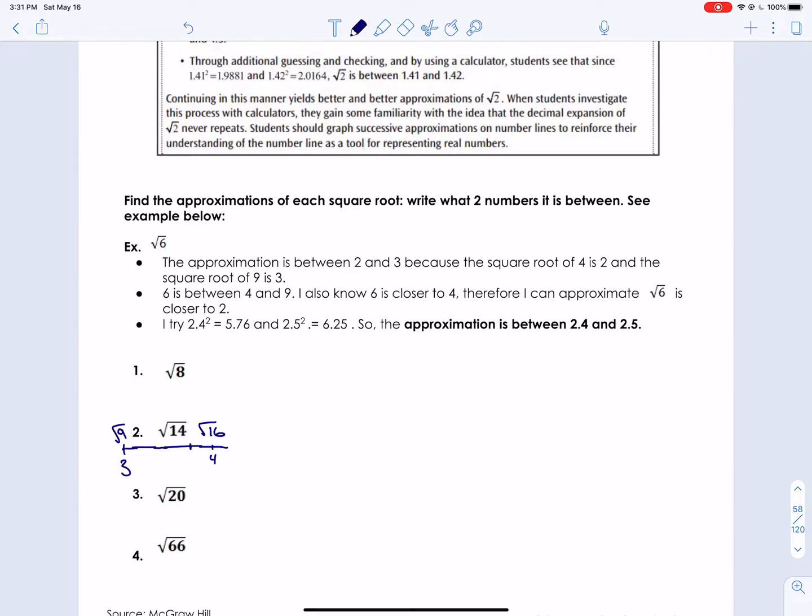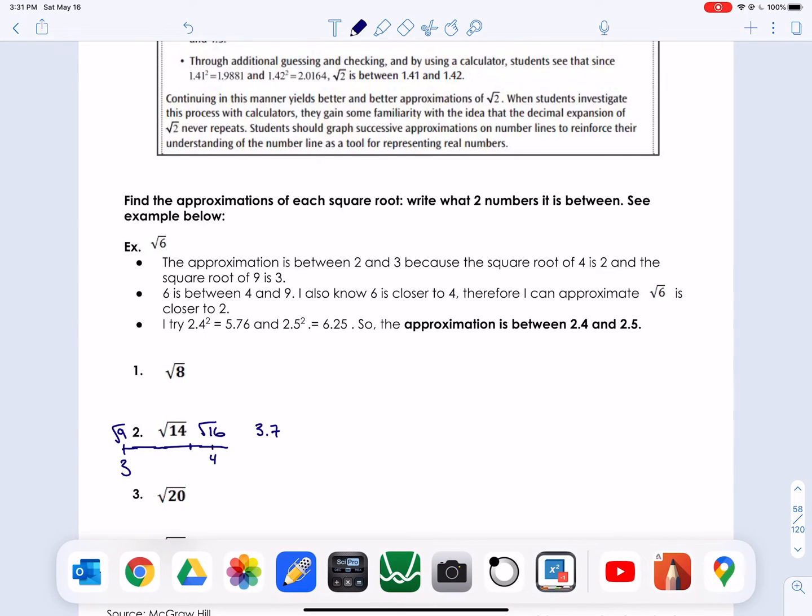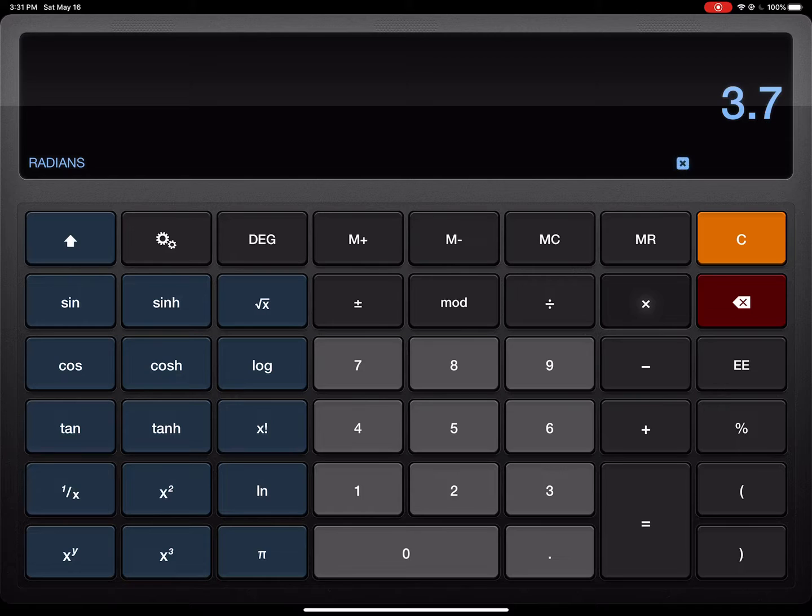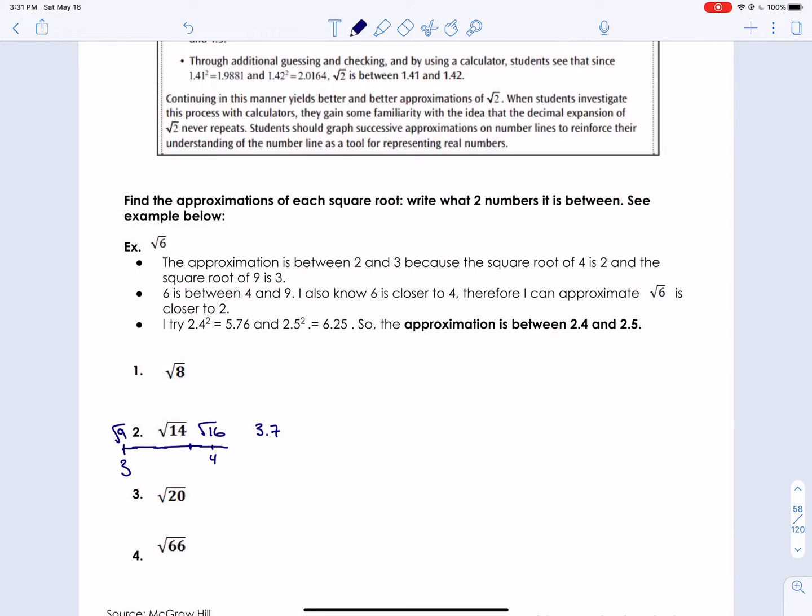Okay, so what's a good first guess to figure this out? So I'm going to try, I think 3.5 is not large enough. It's definitely closer to 4. So I'm going to try 3.7. So then my check is I'm going to take 3.7 times 3.7, and I want that to be 14. So let's try that. 3.7 times 3.7. And I get, if we're going to round it to the tenth, 13.7. So 3.7 times 3.7 equals 13.7. Okay, so we're multiplying. Okay, now that's not quite 14, but it's really close.